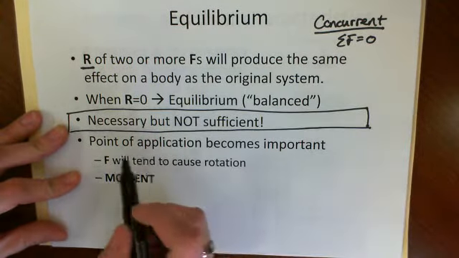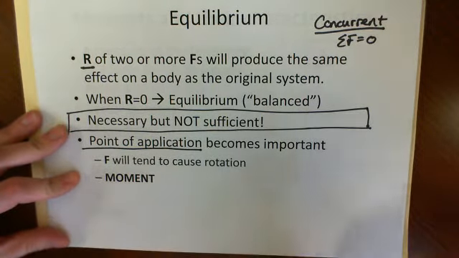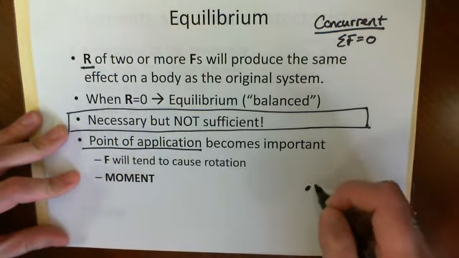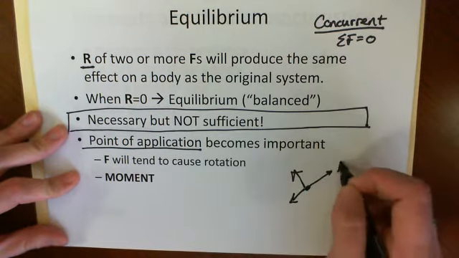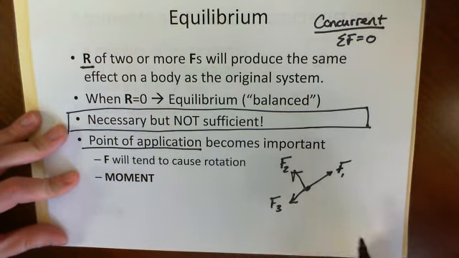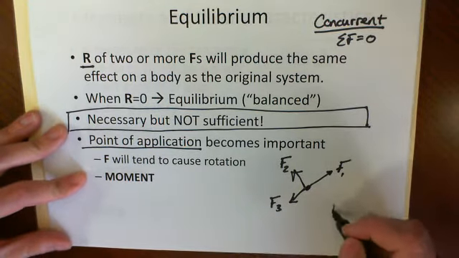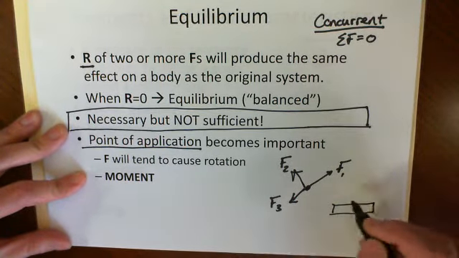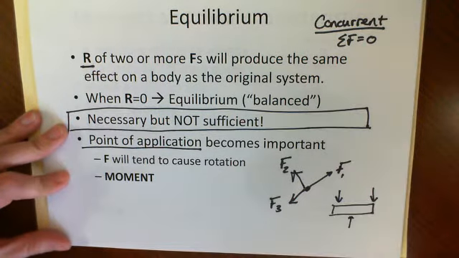And that comes into play because of the point of application. In a concurrent force system, our point of application is the same for every single force that we have. So if we had a system of 3 forces like this, the point of application is all the same. Now, if we're working outside of a concurrent system, we can have a member that has forces being applied at all different locations.